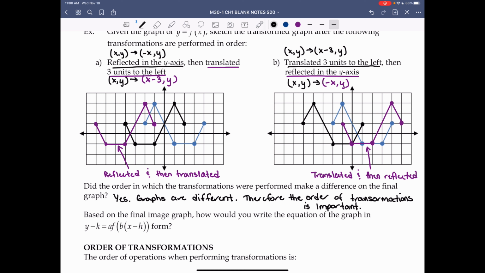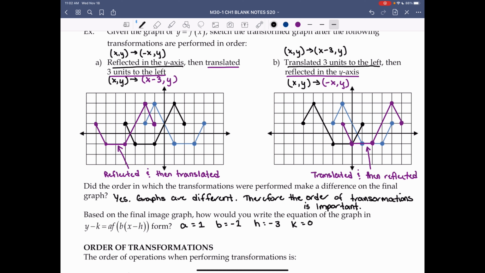Based on the final image graph, how would you write the equation of the graph in y minus k equals a f bracket b bracket x minus h close bracket form? So let's list our parameters. A, we didn't have any vertical stretch or reflection, so a equals 1. Our b, there was no stretch, but there was a reflection, so b is negative 1. H, we shifted left 3, so that's negative 3. And k, there is no vertical translation, so k is 0.